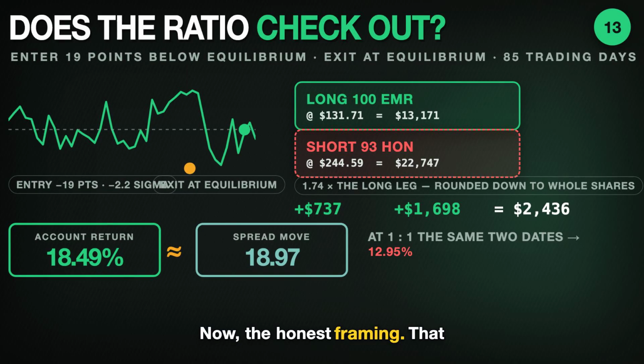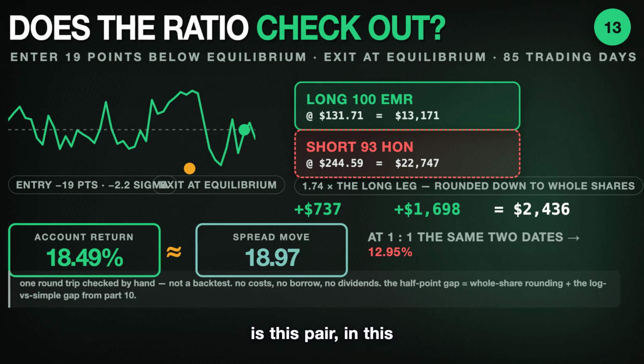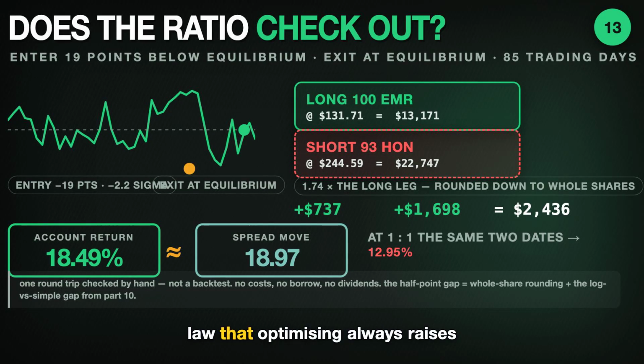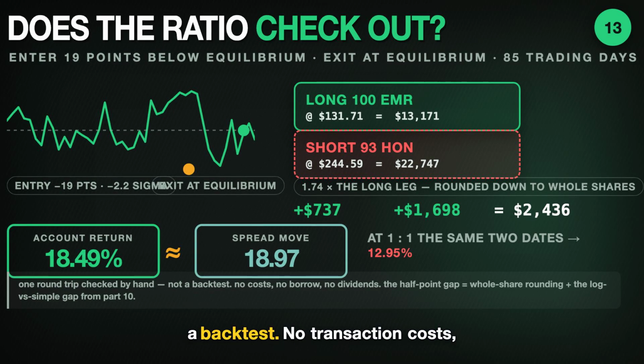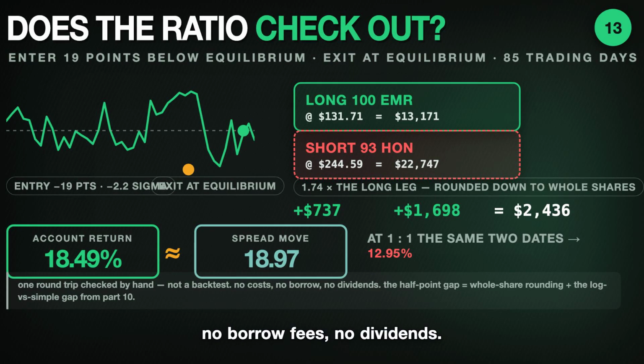Now, the honest framing: that is this pair in this window. It is not a law that optimizing always raises return and lowers risk. And this is one round trip checked by hand, not a back test. No transaction costs, no borrow fees, no dividends.